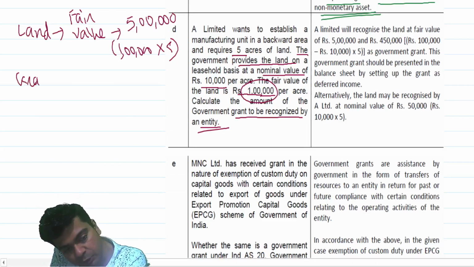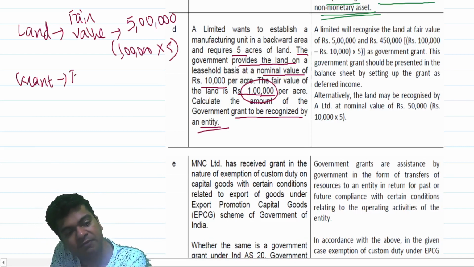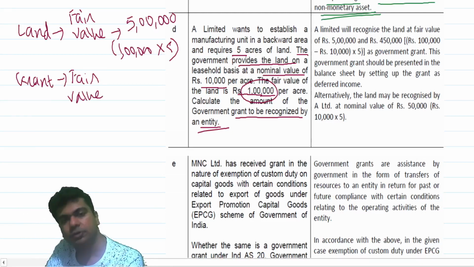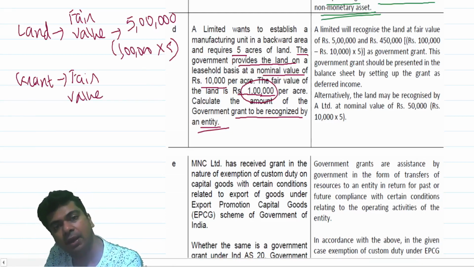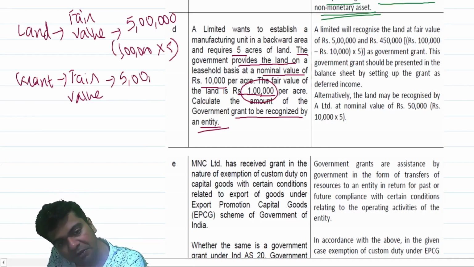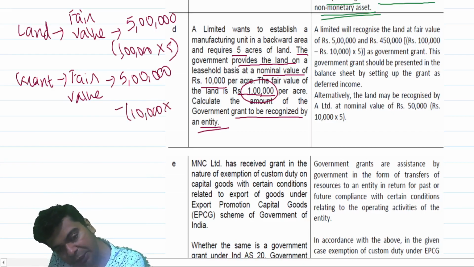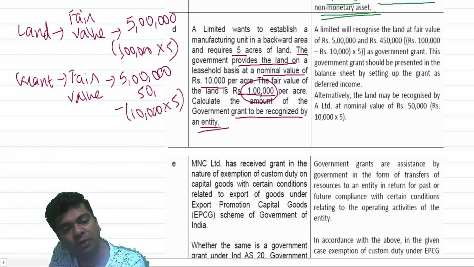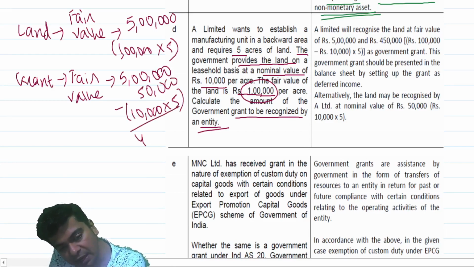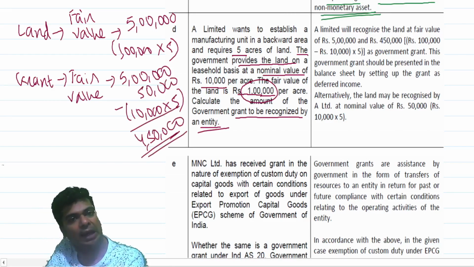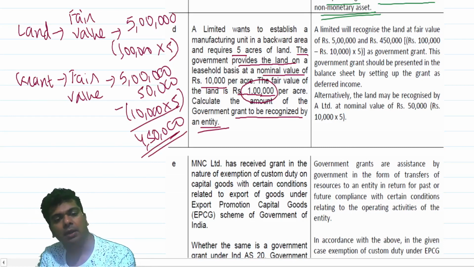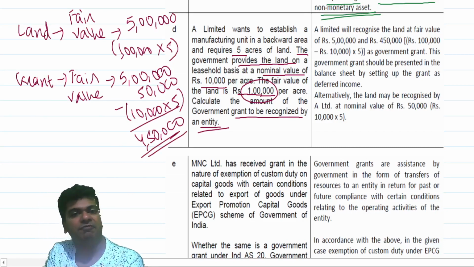Similarly, the grant should be also valued at its fair value. Okay, land is not available free of cost. 10,000 rupees per acre is still required to be paid. Okay, that means what will be the amount of the grant then at fair value? We have to take 5 lakhs, and from this 10,000 into 5 acres, that is turning out to be 50,000. That means the grant is carrying a fair value of 4,50,000. Okay, grant will be recognized at 4,50,000.